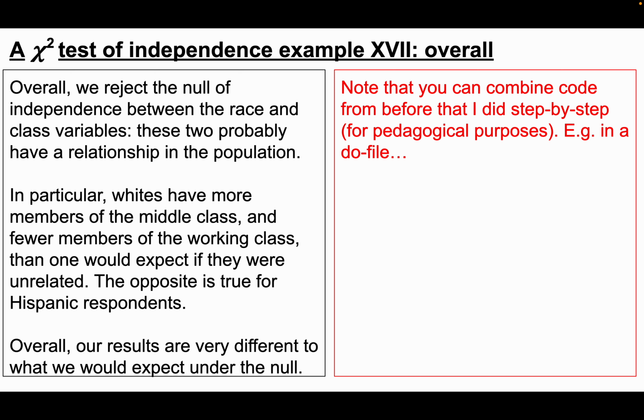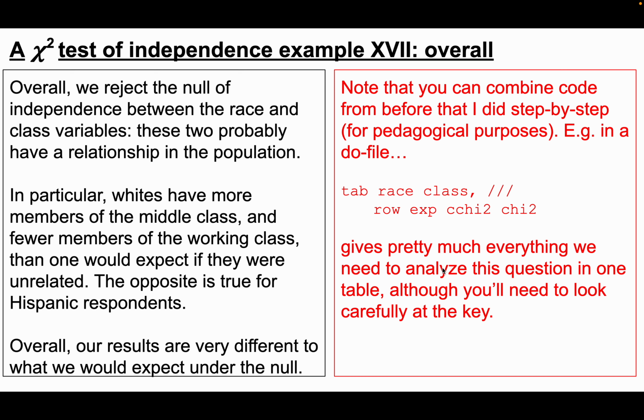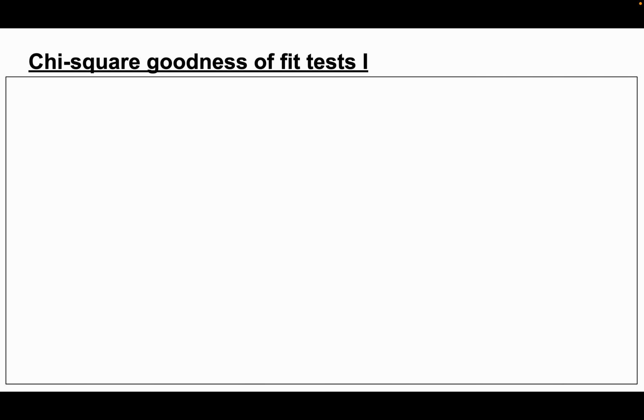By the way, note that you can combine code from before that I did step-by-step for pedagogical purposes. So for example, in a do file, you could run the following code like this, which prints basically everything that you need to analyze this question in one table, although you need to look carefully at the key. And I showed that before. By the way, the race variable that I'm using in this set of lecture slides is based on code that I wrote for a project of mine long ago. So this is going to print a different race variable, and the results will differ slightly, but the analysis would be basically the same. So let's look at a goodness of fit test.